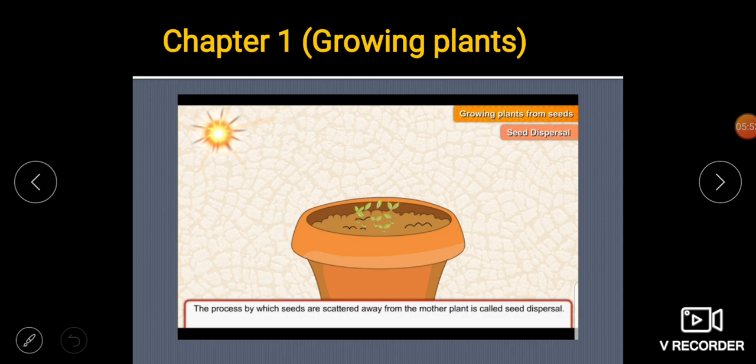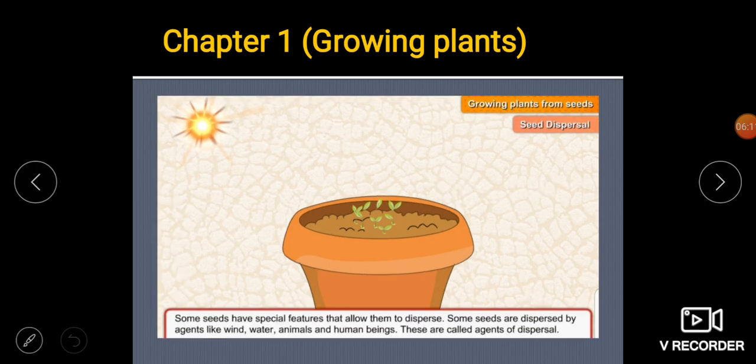And the process by which these seeds are scattered far away from the plant. The mother plant is the plant on which the seed grows, that is known as the mother plant. The whole process by which seeds are scattered away from the mother plant is called seed dispersal.